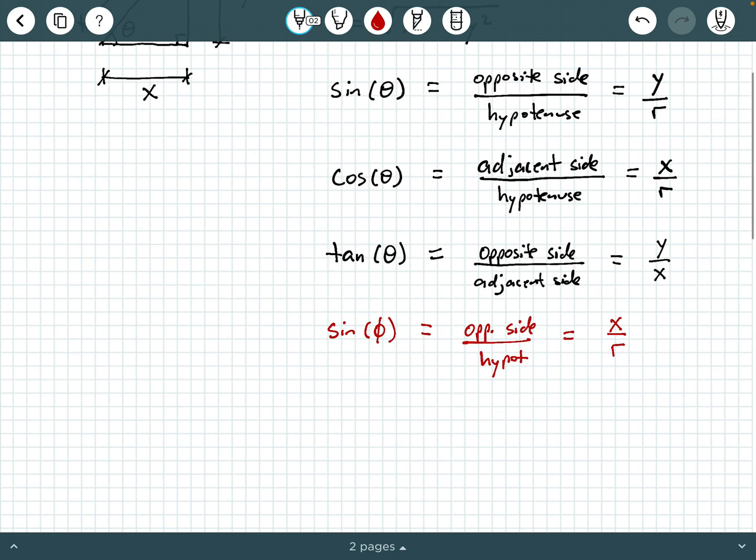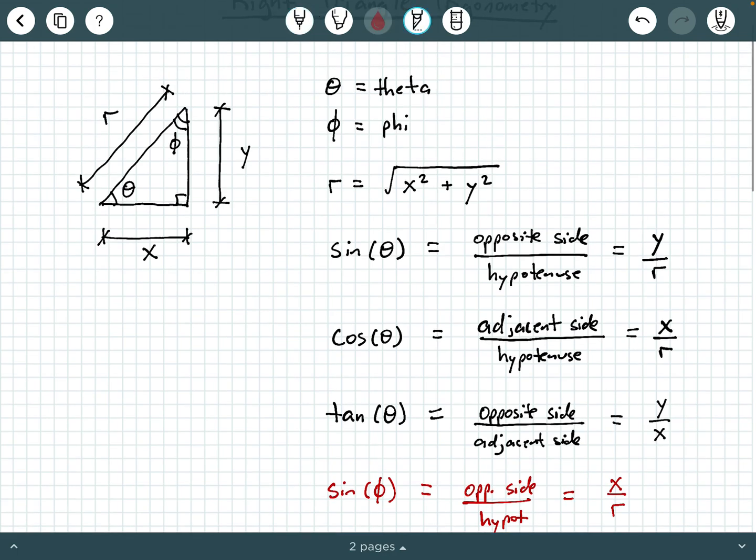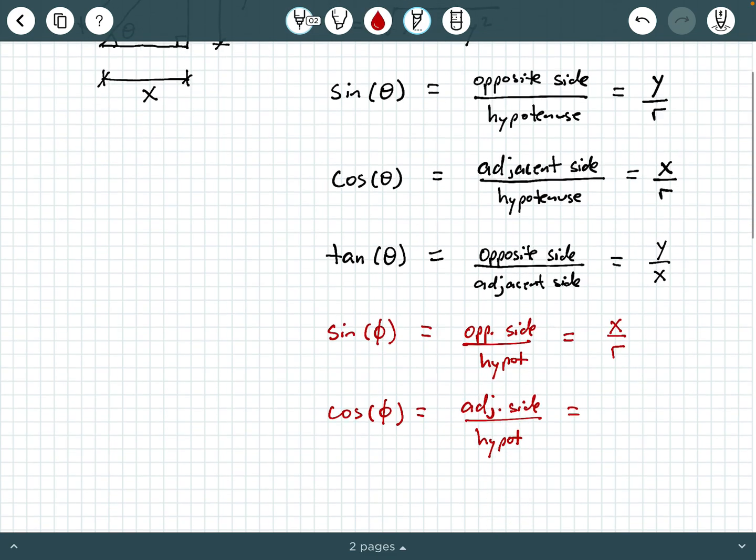What about cosine of phi? We're going to write cosine of angle phi. It's still adjacent side over hypotenuse. But again, we're looking at a different angle now. We're looking at phi, not theta. So what is the adjacent side to phi? Well, when you're looking at phi, the adjacent side is this length right here, y. And so we're going to write y over r.